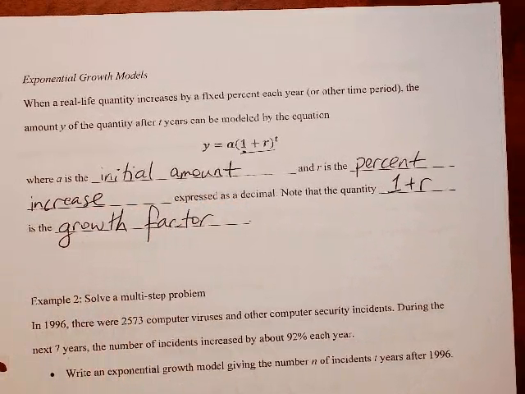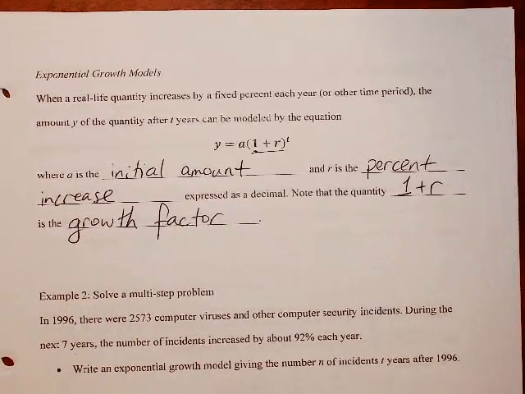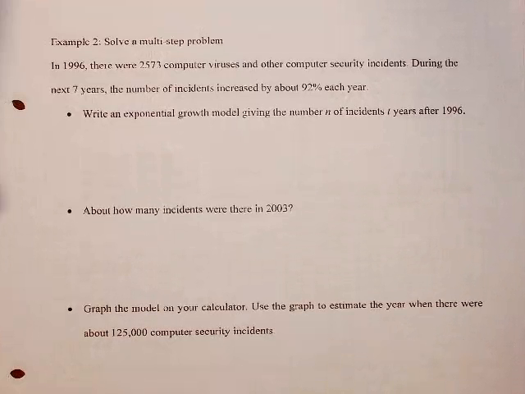So for example 2 here, in 1996, there were 2,573 computer viruses and other computer security incidents. During the next 7 years, the number of incidents increased by about 92% each year. Write an exponential growth model giving the number n of incidents t years after 1996.